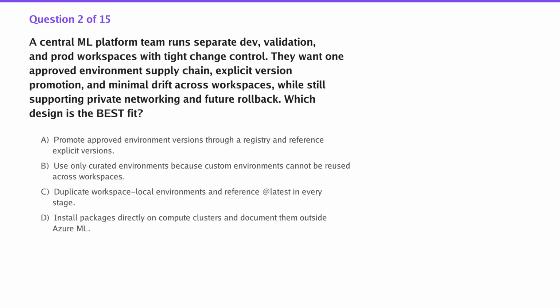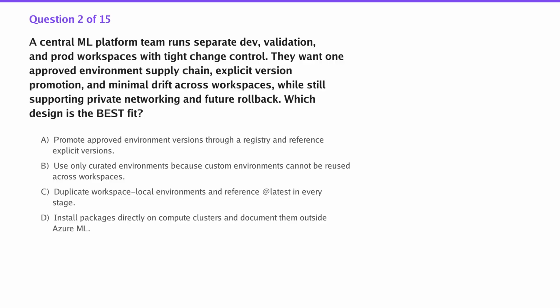A central ML platform team runs separate dev, validation, and prod workspaces with tight change control. They want one approved environment supply chain, explicit version promotion, and minimal drift across workspaces, while still supporting private networking and future rollback. Which design is the best fit?